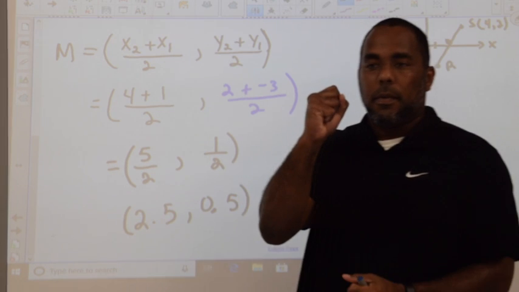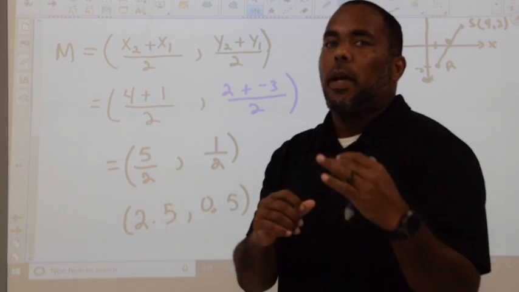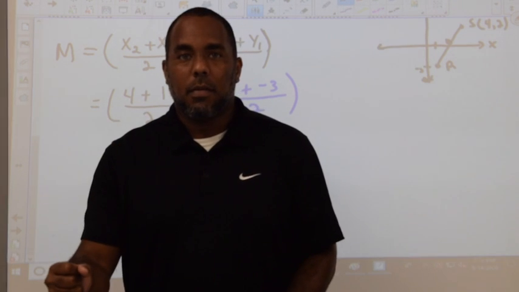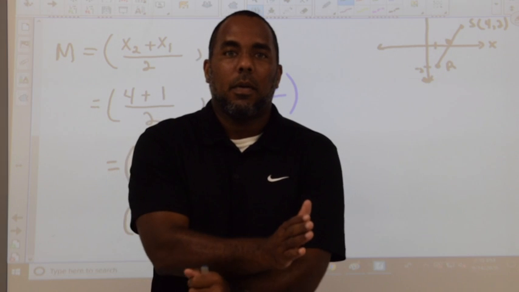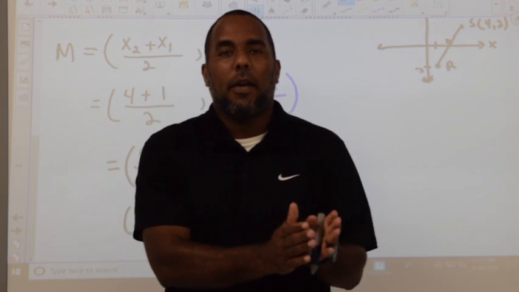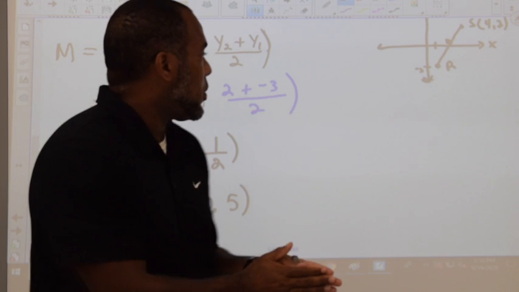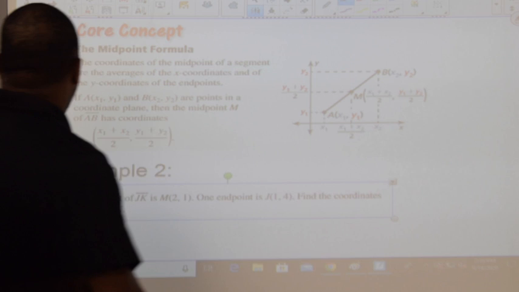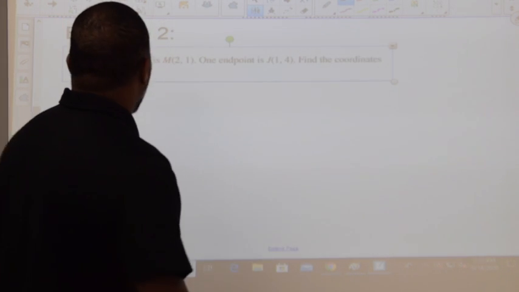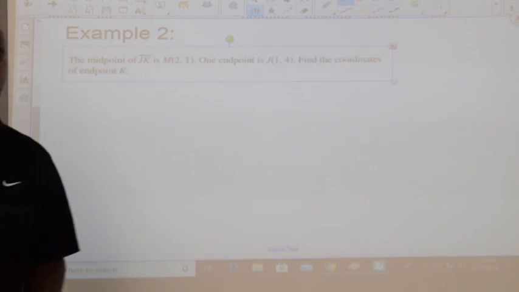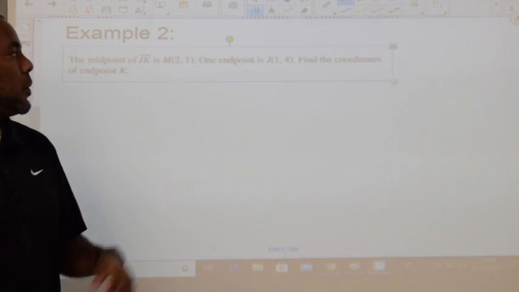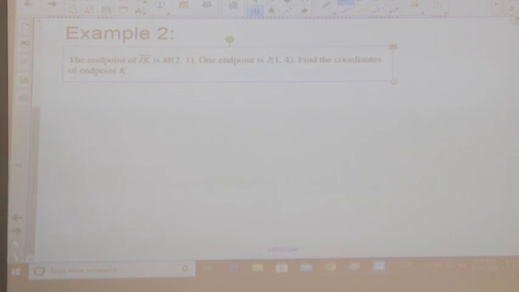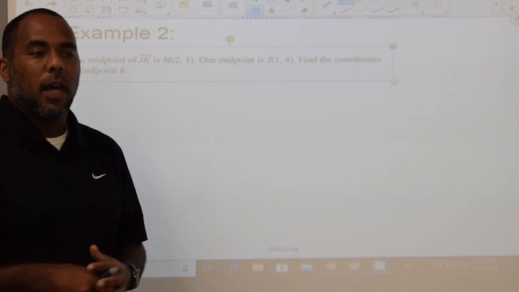So that's if you are looking for the point in the middle. But what happens if you know where you began, you know the middle, how do you get to the end? Where is that point? That point is going to be important too. That brings us to the next example here. The midpoint of JK is M at 2, 1, and one endpoint is at J, 1, 4. Find the coordinates of K.